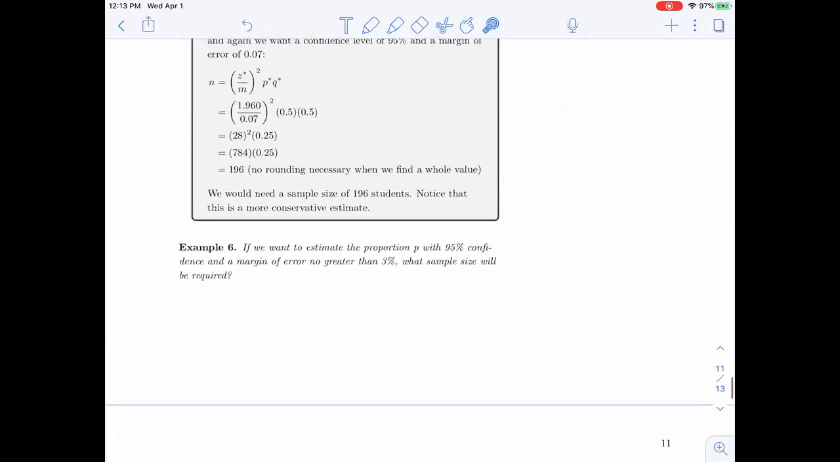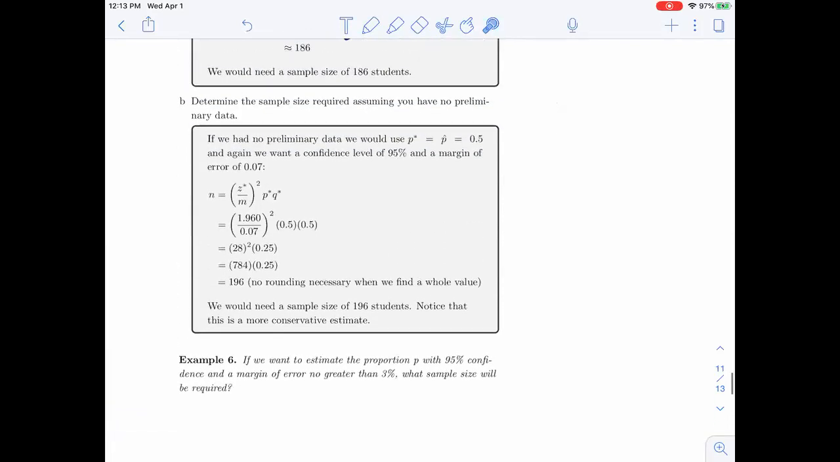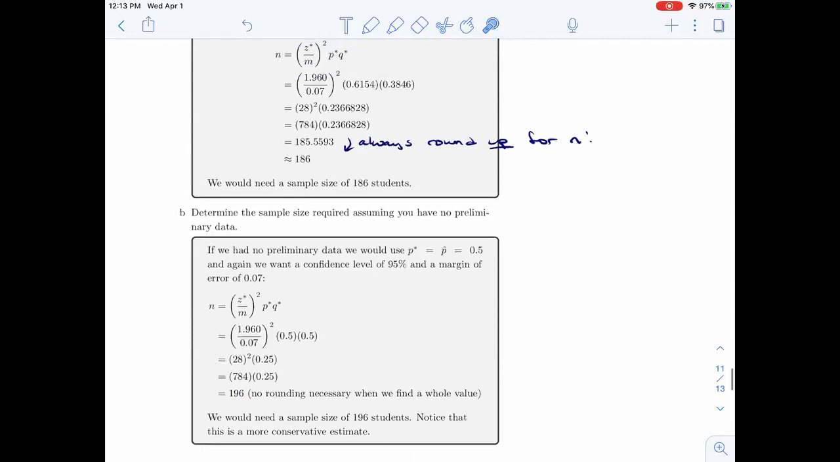So we got a sample size of 196, and given the small difference between collecting 186 and 196, I would argue that you should always just use the more conservative estimate, but it's just introducing you to the two different ways.